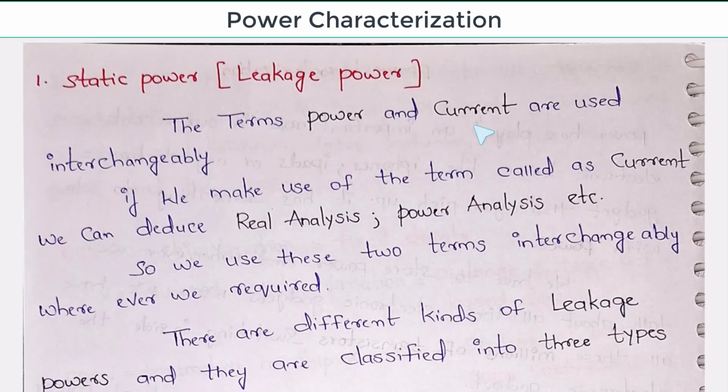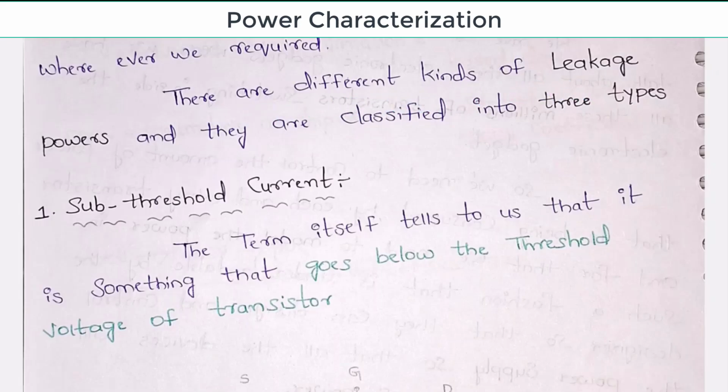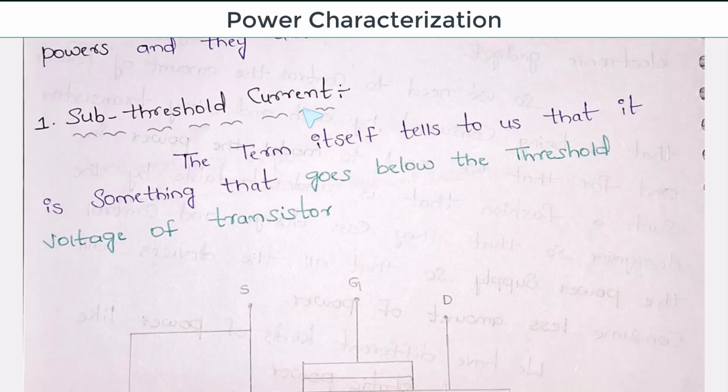The terms power and current are used interchangeably. If we make use of the term current, we can reduce real analysis as well as power analysis. So we use these two terms interchangeably whenever required. There are different kinds of leakage power and they are classified into three types. Let us see the first one, which is called subthreshold current. Let us see what is meant by subthreshold current.